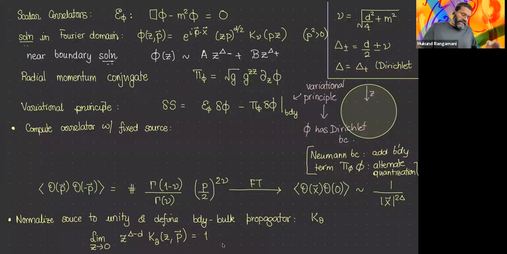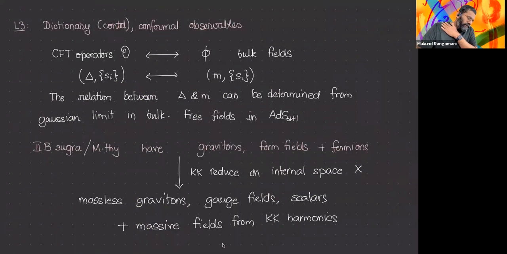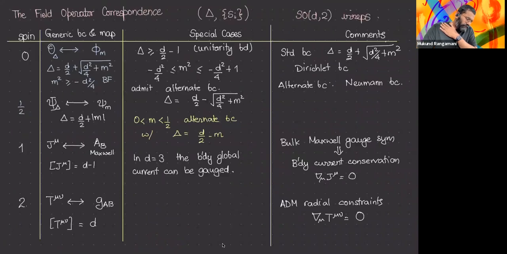For the sake of simplicity, I will only do the computation with the Dirichlet boundary conditions. And so I'm restricting myself to talk about operators with dimension bigger than d over 2. There's some funny things about operators with Neumann boundary conditions. Realize that the bound here is d over 2. The switching off between them is at d over 2.